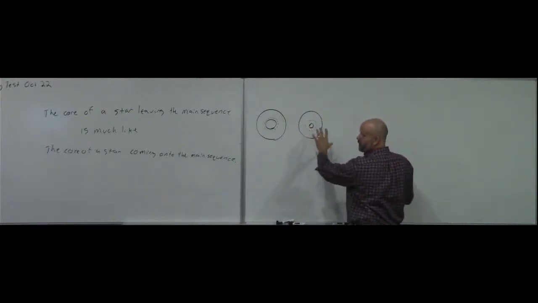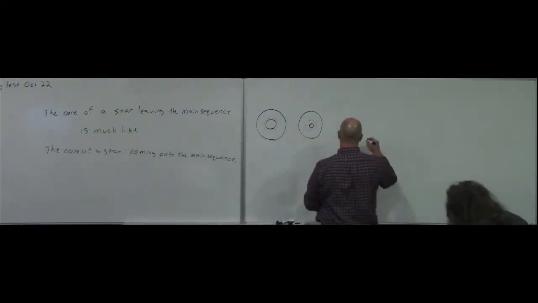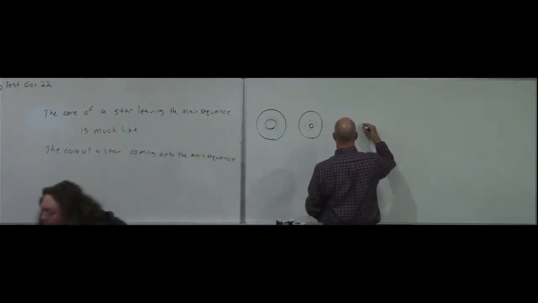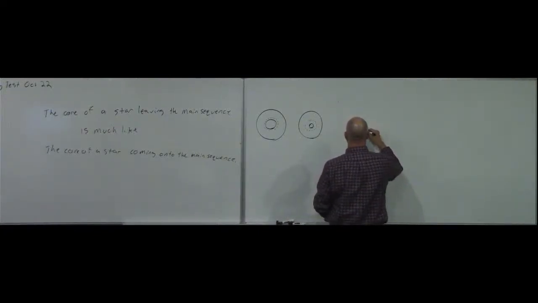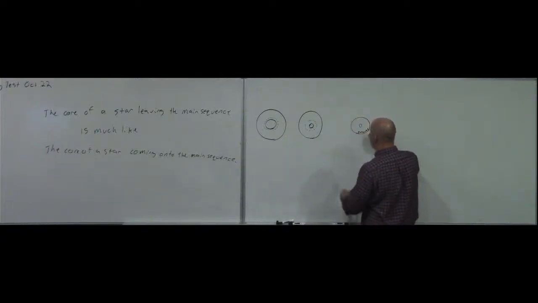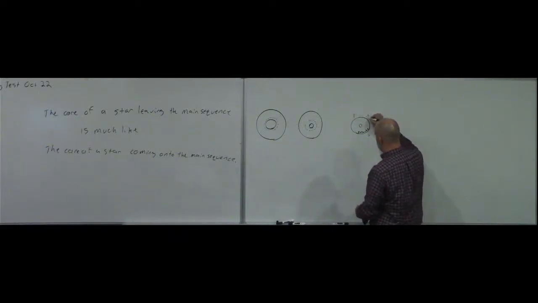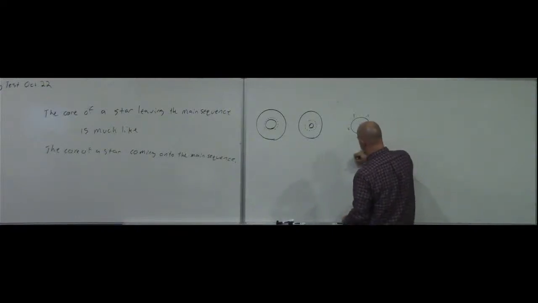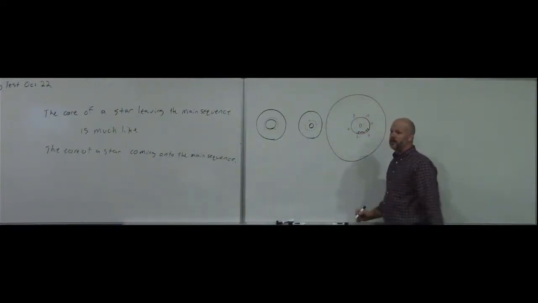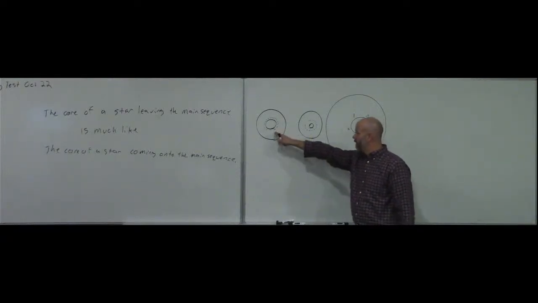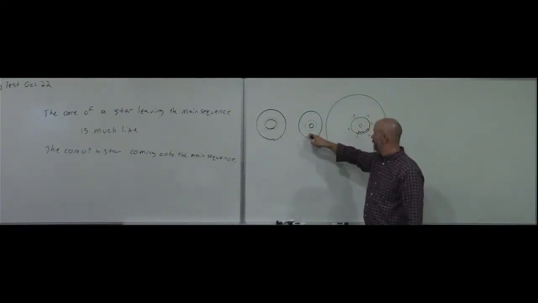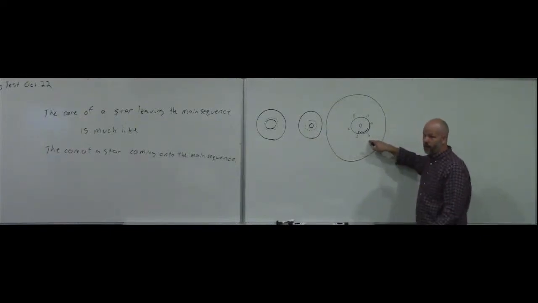Now, this layer is going to begin fusion, right? So when it does, the core is still continuing to contract, but this layer is going to begin fusion. When it does, it adds pressure to the rest of this, right? And that pressure is going to push these outer layers out. And so all of a sudden, we're going to go from here to here to here. And now we're at the red giant phase, right?